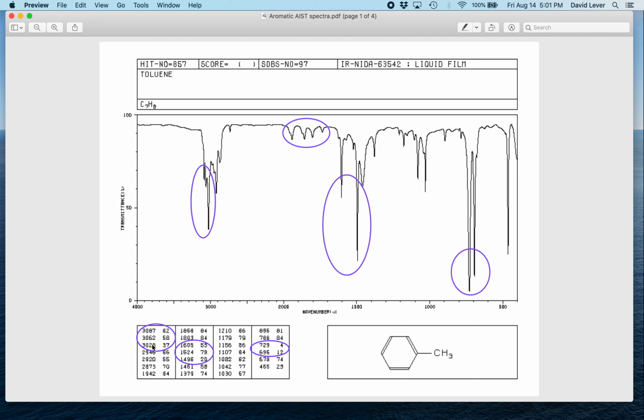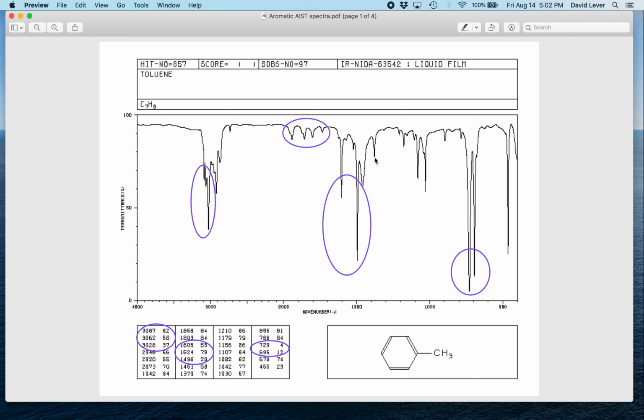sp2 CH stretch here, right, between 3028 and 3087, those are the sp2 carbon hydrogen stretches, and then this typical region here, these 2873 to 2948, that's the sp3 CH stretch. Sharp peaks at both 1500 and 1600 for the ring breathing. We expect to see that. And then we should see a methyl rock at about 1380.